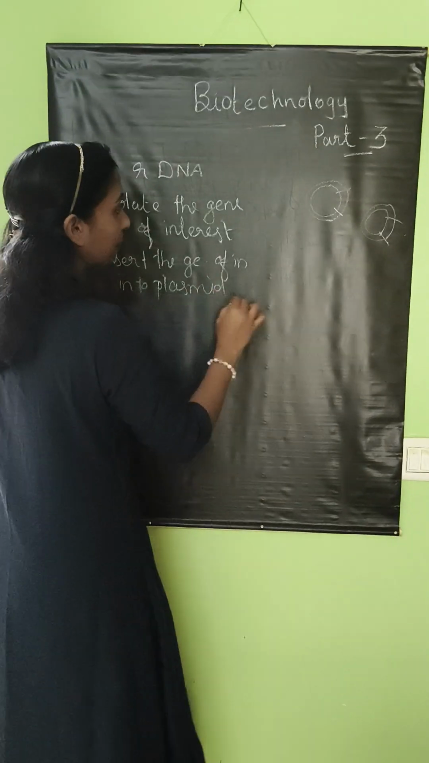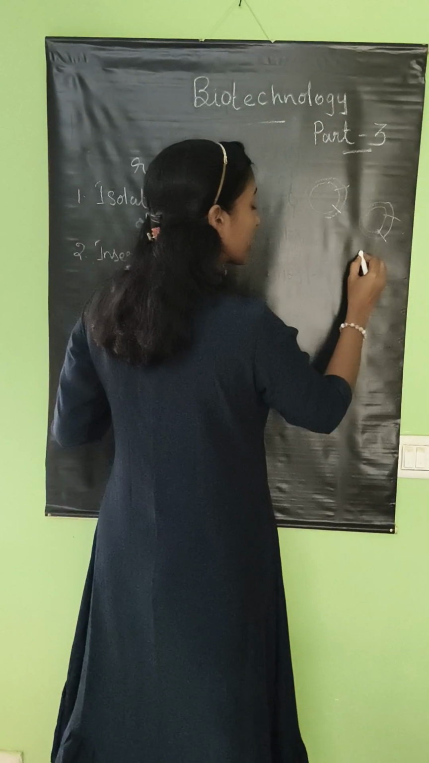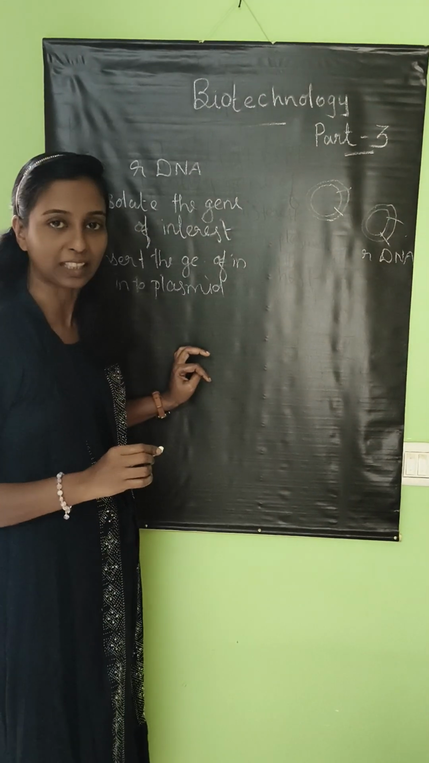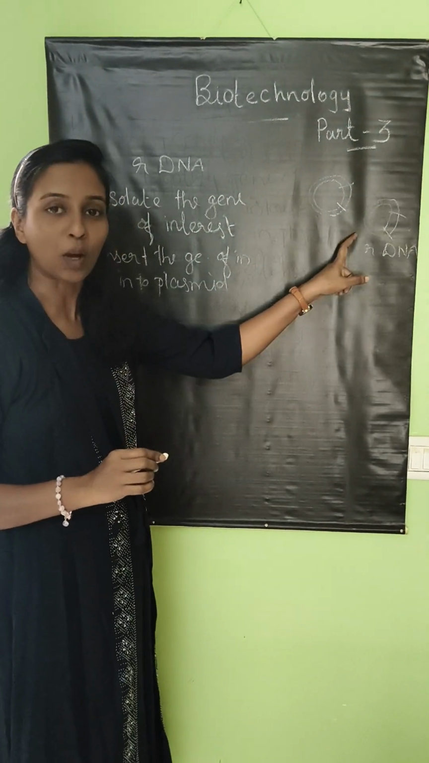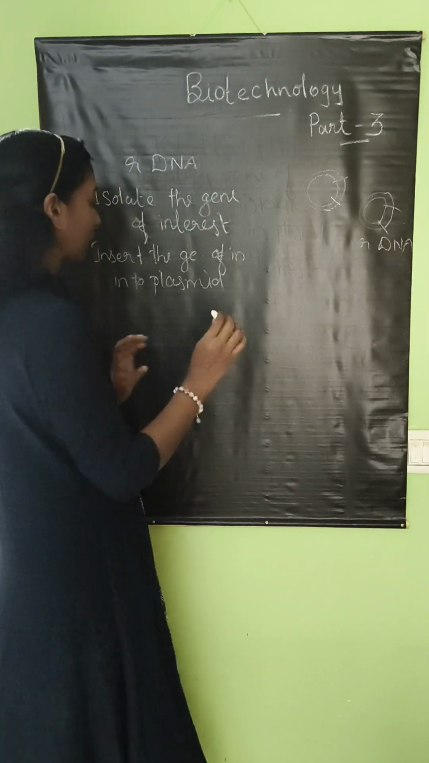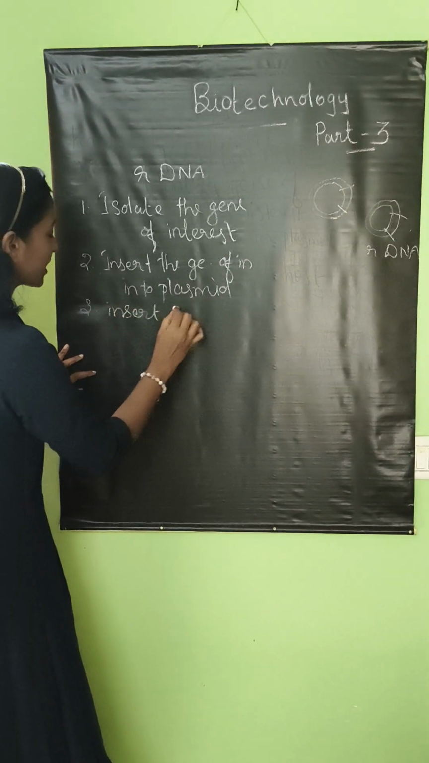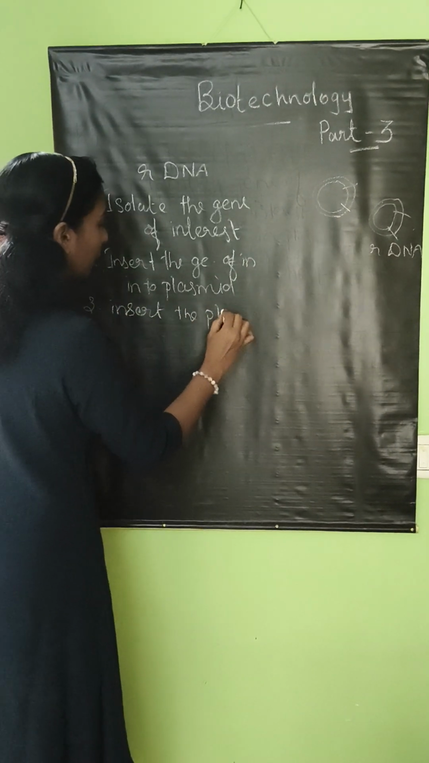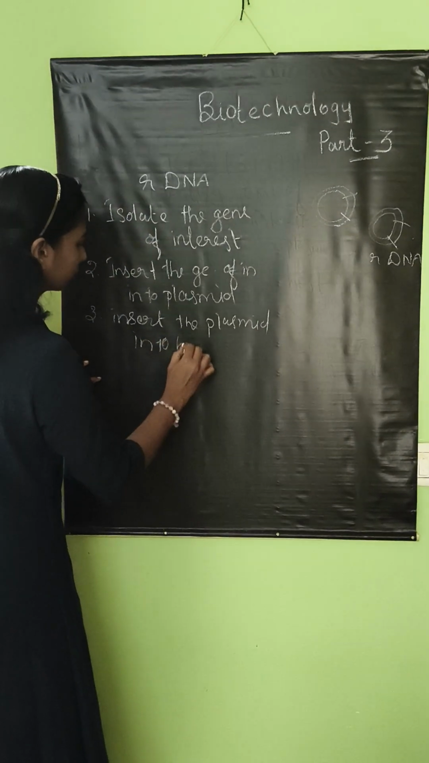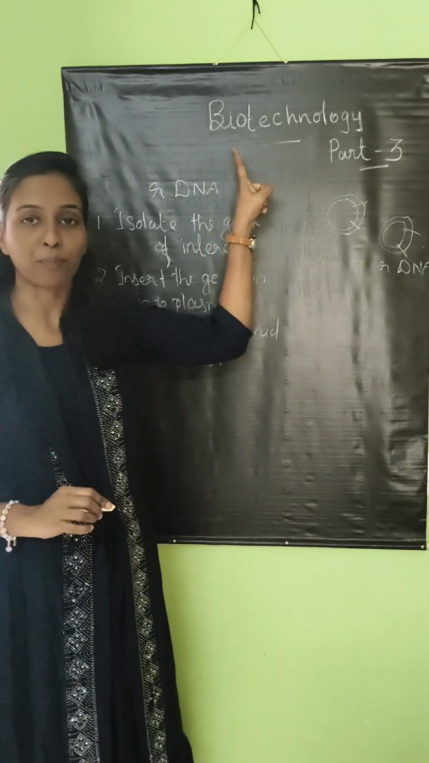So this is our plasmid, our gene of interest we have inserted. Now this is called rDNA, or you can say recombinant DNA. Now this recombinant DNA we have to insert into the host. So the third part is insert the plasmid into the host. So these are the three steps of the process of biotechnology.